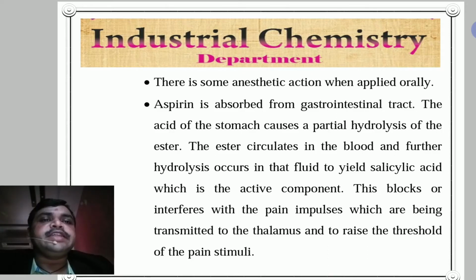The ester circulates in the blood and further hydrolysis occurs in that fluid to yield salicylic acid, which is the active component. This blocks or interferes with the pain impulses being transmitted to the thalamus and raises the threshold of the pain stimuli. So these are all its uses.